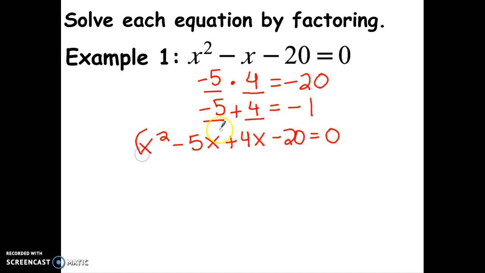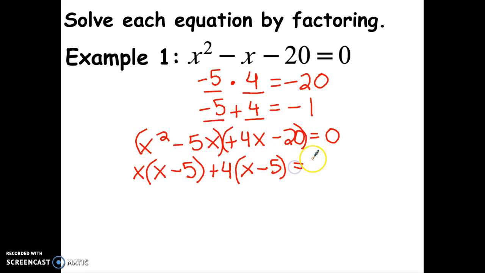So remember, we want to place parentheses around the first two terms and parentheses around the second two terms. Now, what can I divide both of these terms by? X. They both have an x in common. So if I pull out that x, x squared divided by x is x. -5x divided by x is -5. Now, what about over here? What could I pull out over here? The +4. So that's going to leave us with x here. -20 divided by 4 is -5. Remember, within the parentheses, you should have the exact same thing.